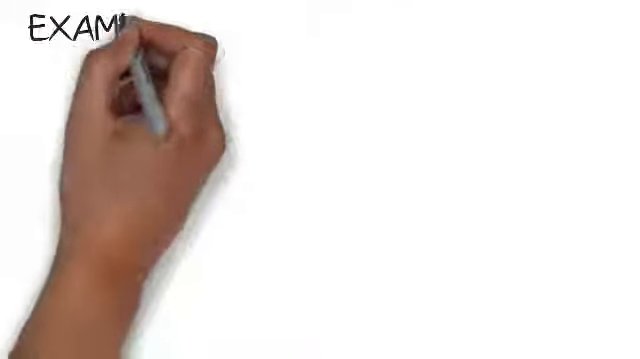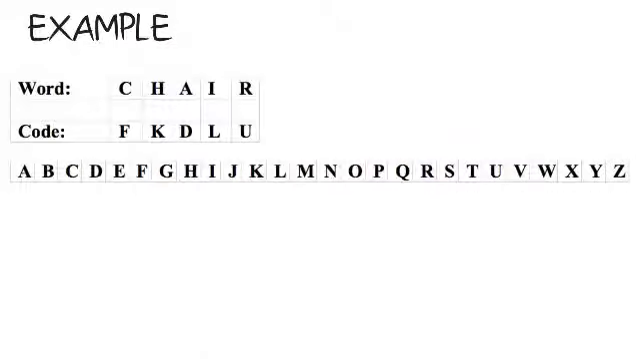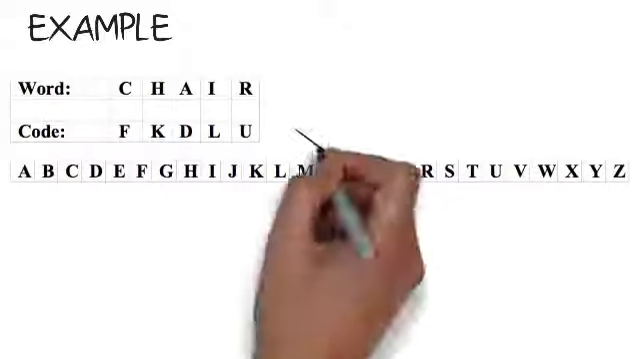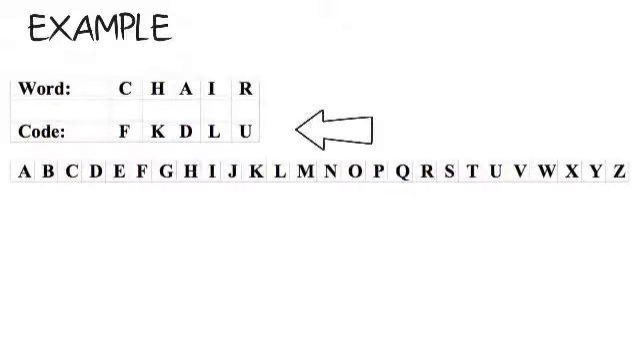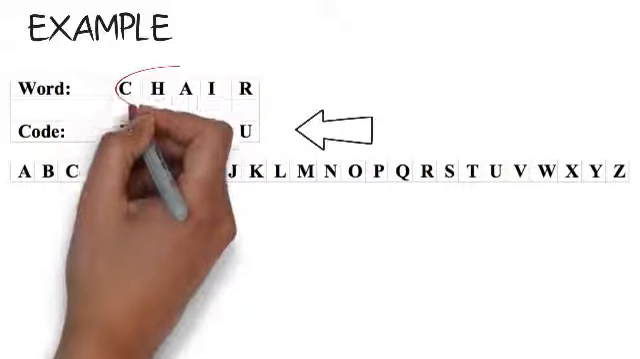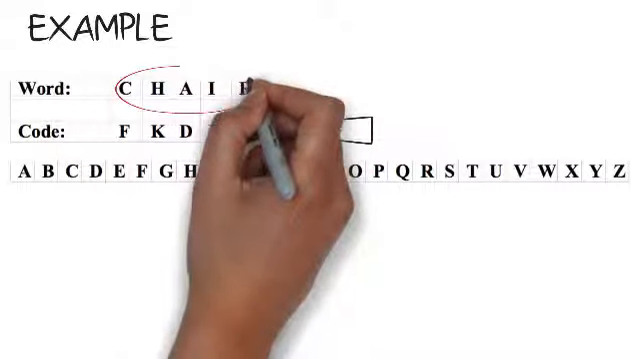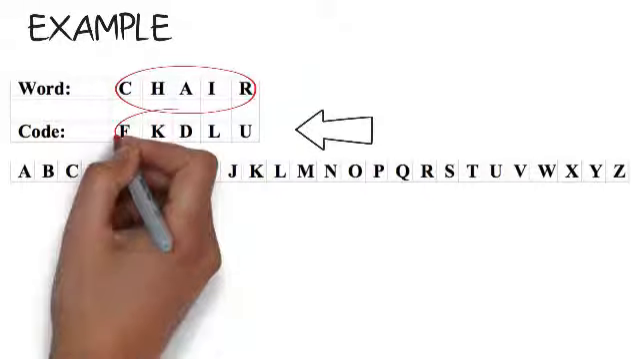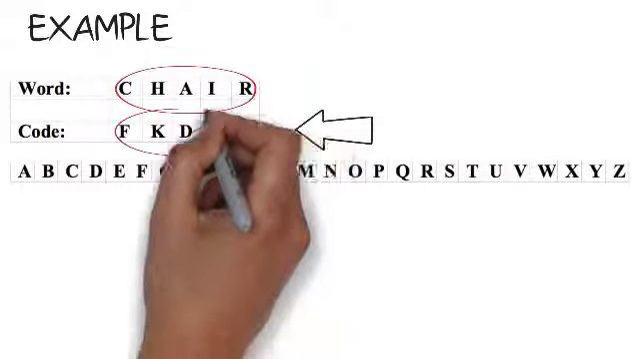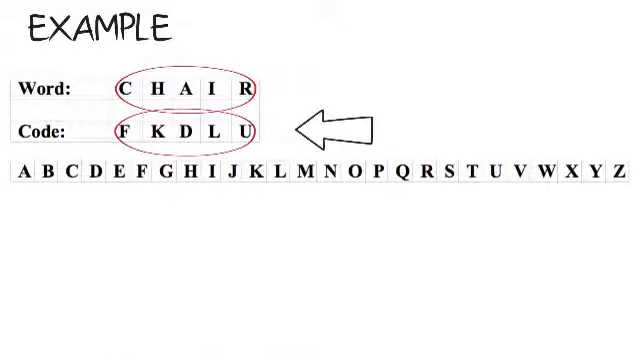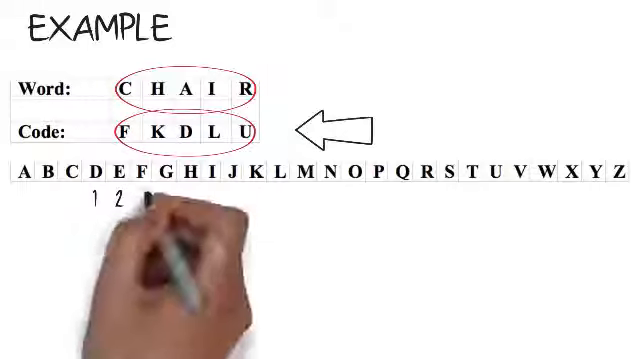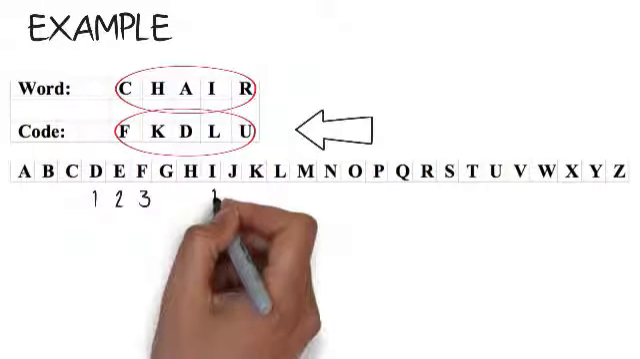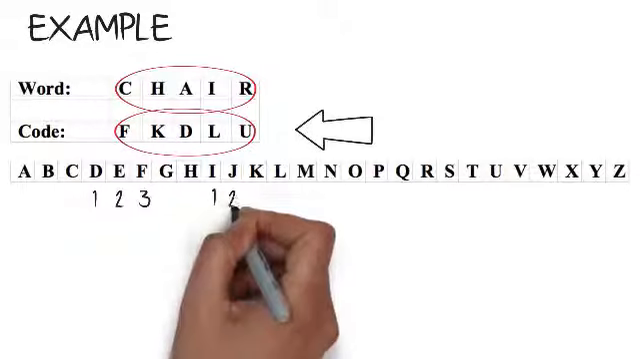Example: the code for chair is FKDLU. What is the code for table? For this question, you should write the word and the code underneath it. Word: CHAIR. Code: FKDLU. By using the alphabet, you can see that the first letter of the word is C, and that by counting on 3 letters, it becomes F.